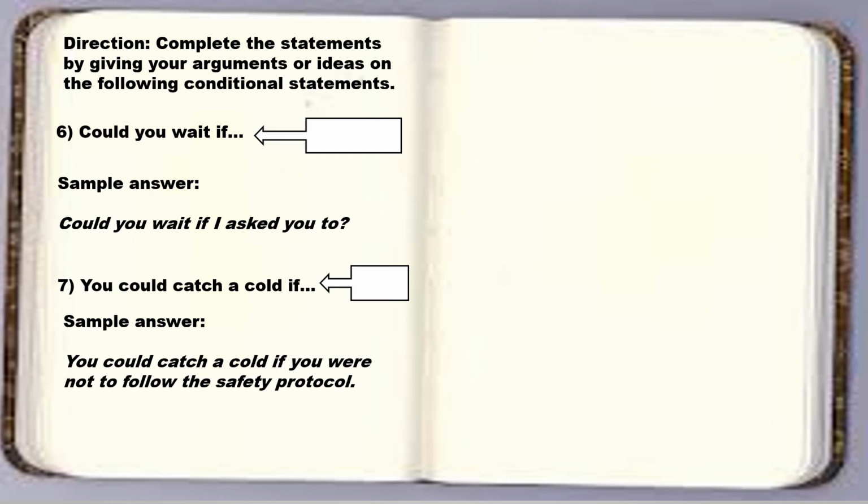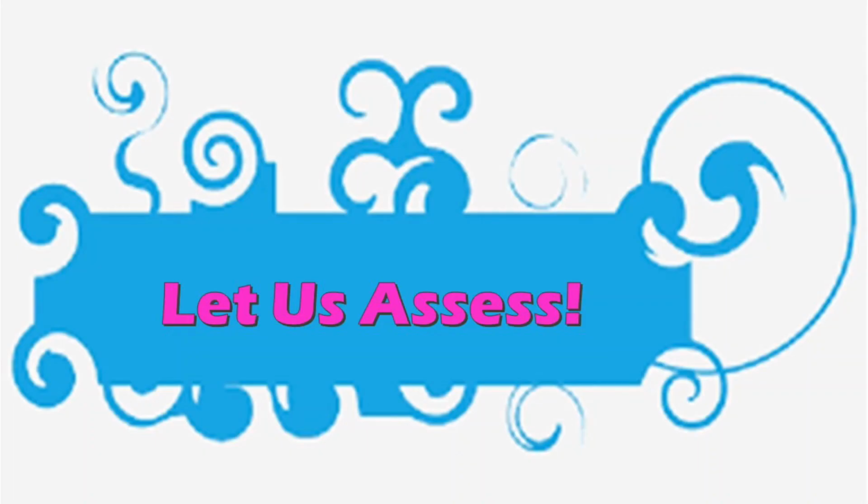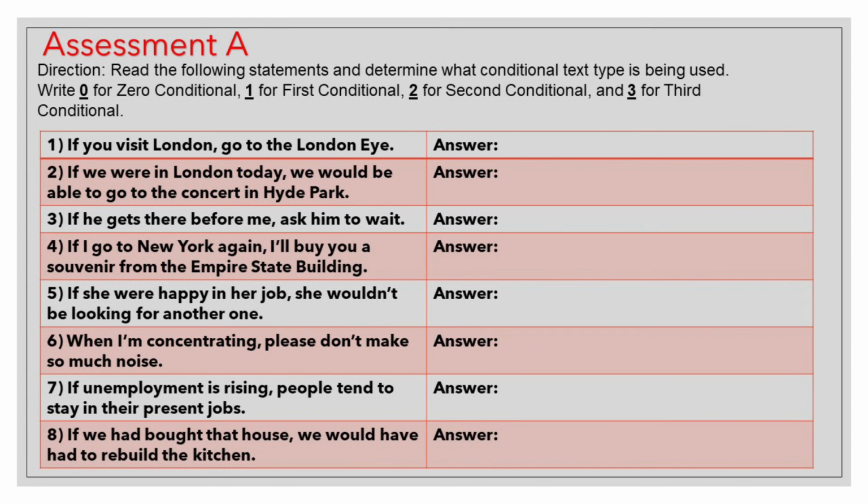How was this activity? By the way, you did a good job. Keep learning. This time, let's assess your learning. Assessment 1. Read the following statements and determine what conditional text type is being used. Write 0 for zero conditional, 1 for first conditional, 2 for second conditional, and 3 for third conditional.